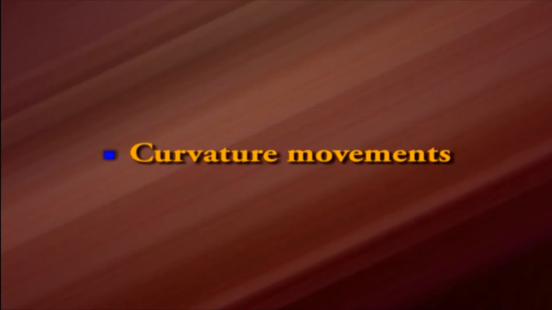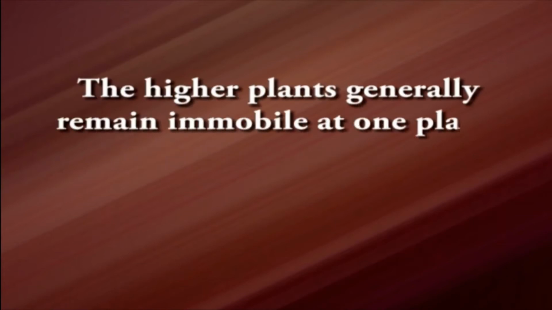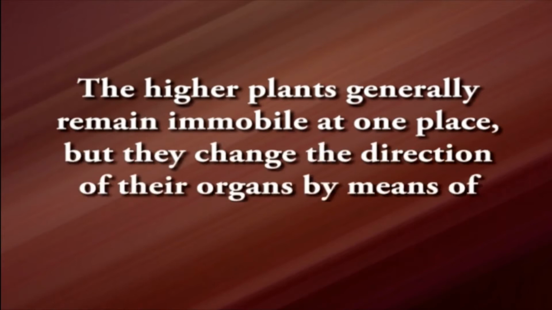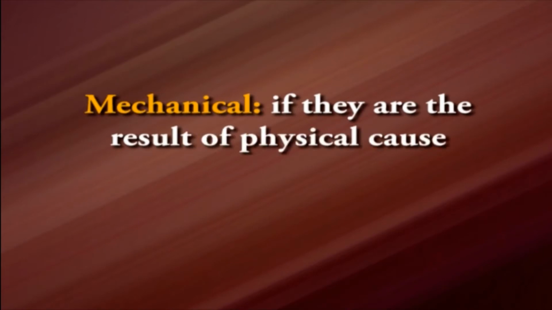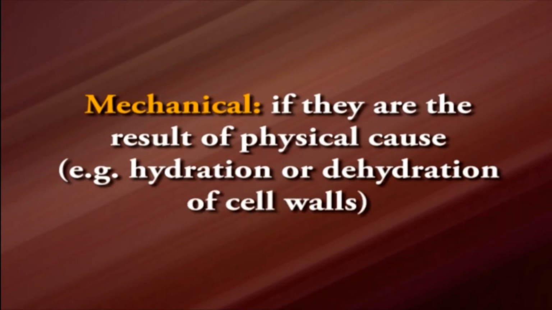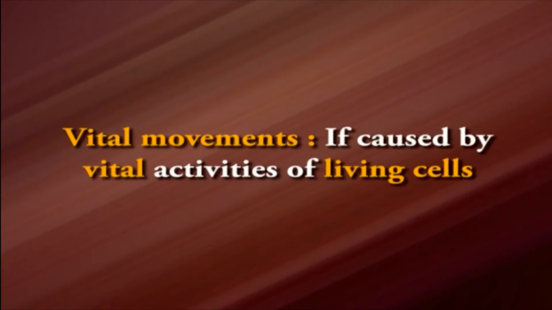Curvature movements. The higher plants generally remain immobile at one place, but they change the direction of their organs by means of curvature. The movements of curvature are called mechanical if they are the result of physical causes, for example, hydration or dehydration of cell walls. Or these are called vital movements if caused by vital activities of living cells.